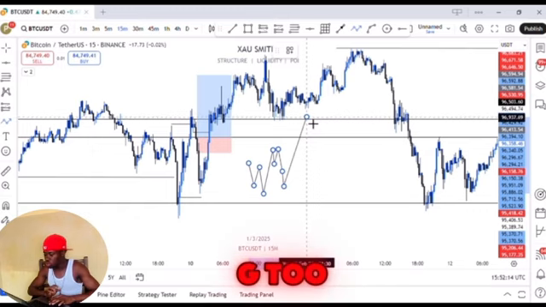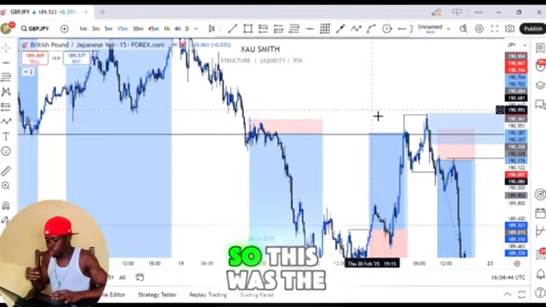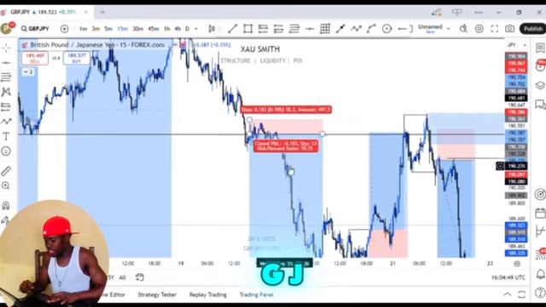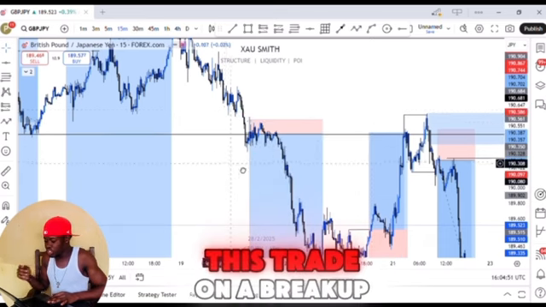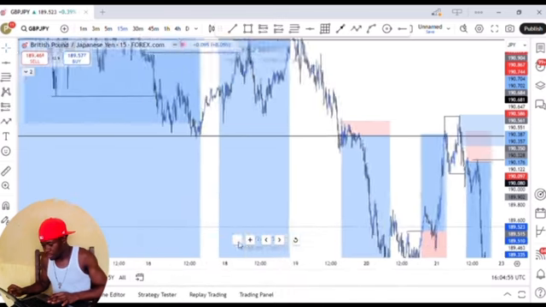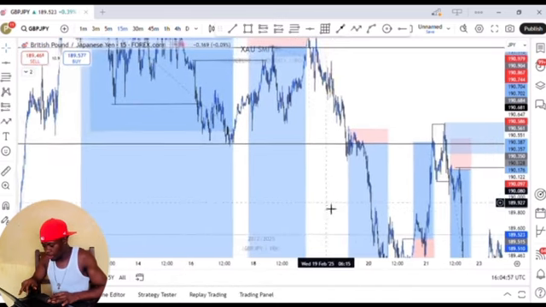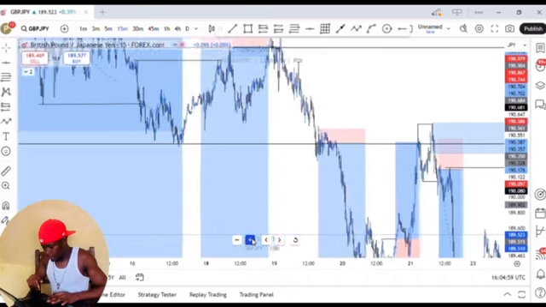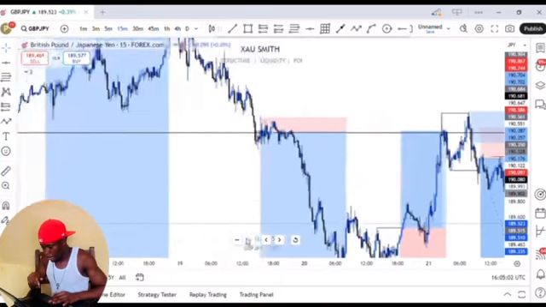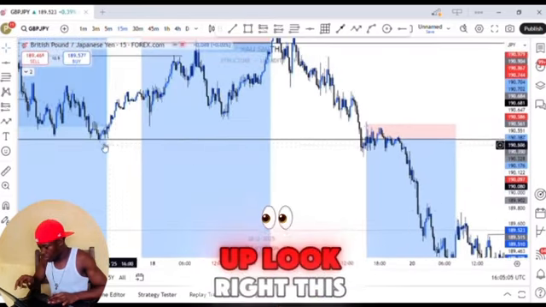Yeah, that was on GJ too. So this was the second trade. It was on GJ. I also took this trade on a breaker block, so if you can check, this is a breaker block. Let me make it visible. This was a breaker block, right?